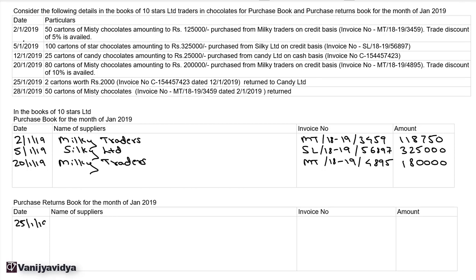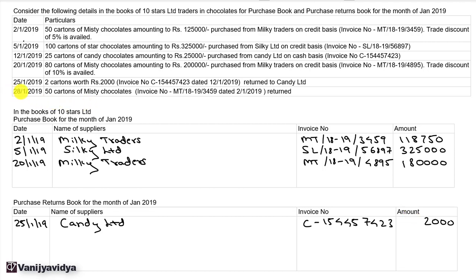25th Jan 2019, name of supplier is Candy Limited, invoice number is C154457,423 and amount is 2,000. Now if you see the initial purchase, there was no trade discount, so 2,000.